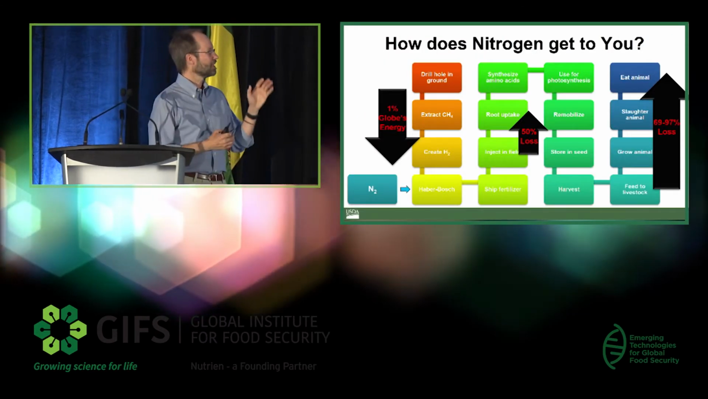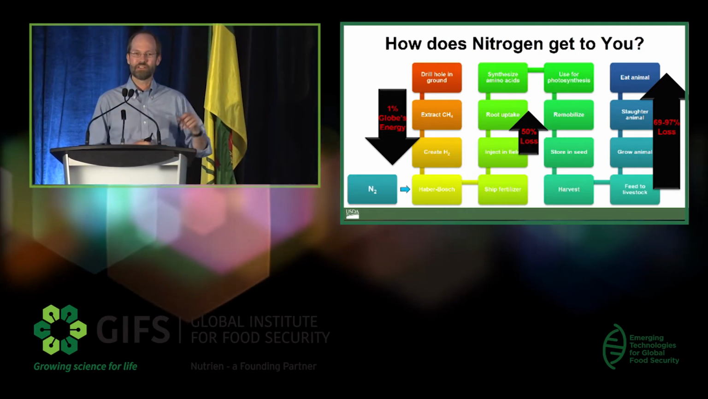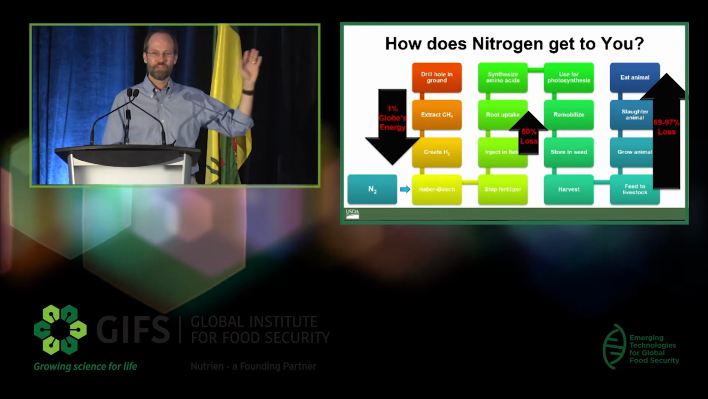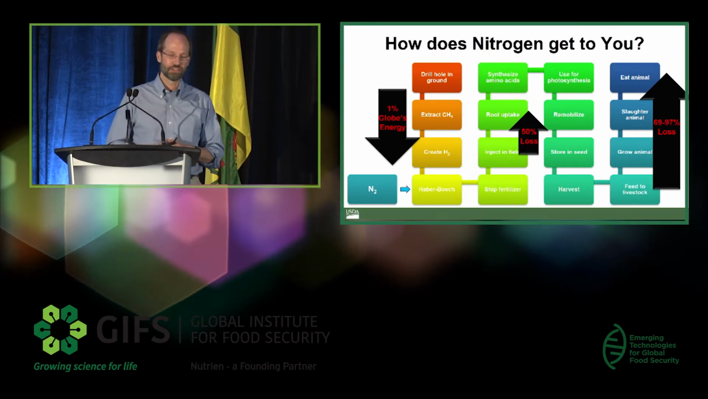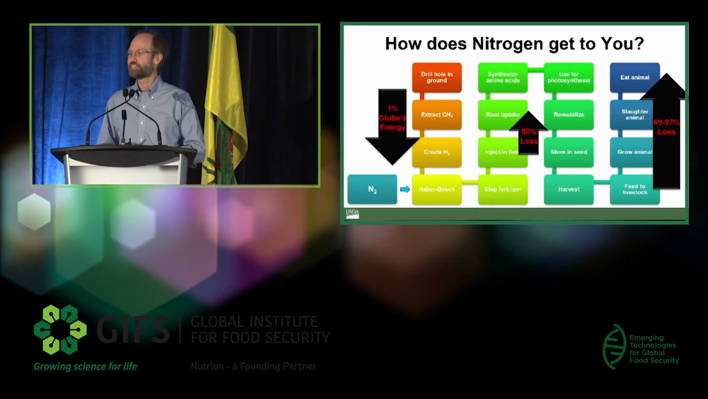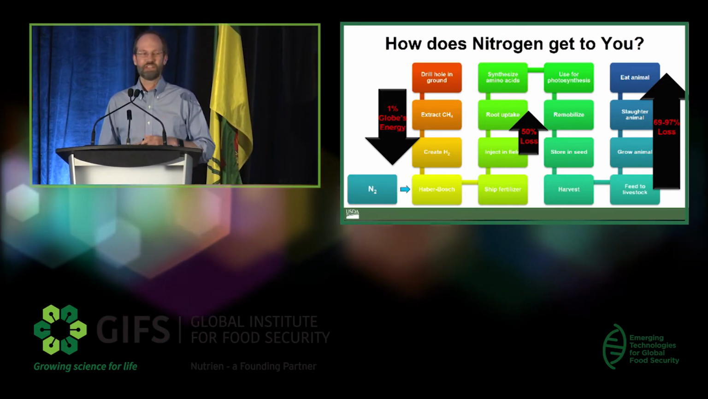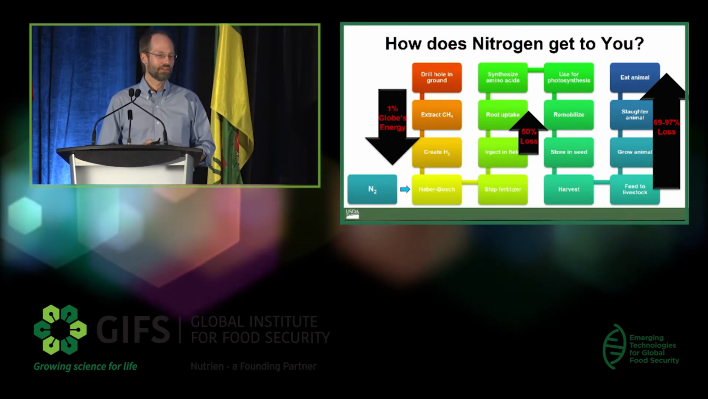So if you summarize some of the problems, we're already using 1% of the globe's energy to fix the nitrogen. We have 50% losses when we put it out in the field, and then we have anywhere from 70 to 97% losses as it goes through animal production. So I think we really need to ask the question, how can we do better than this?